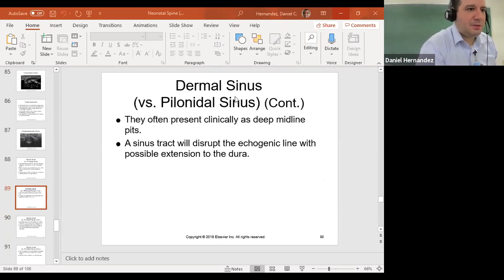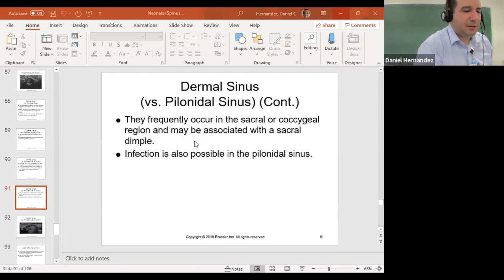The dermal sinus often presents clinically as a deep midline pit. The sinus tract will disrupt the echogenic line, with possible extension into the dura. They frequently occur in the sacral and coccygeal region and may appear as a dimple, like a sacral dimple. Infection is also possible in the pilonidal sinus.